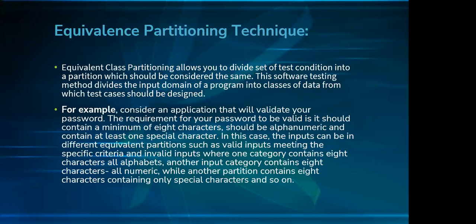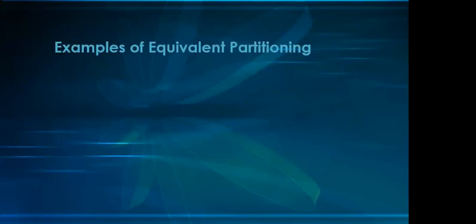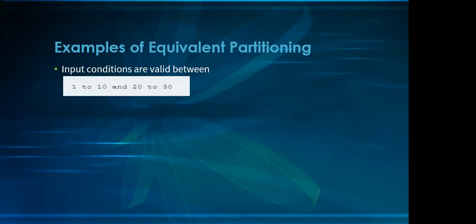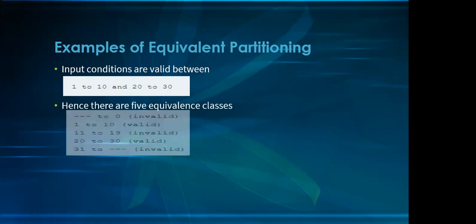So that is equivalent partitioning. Furthermore, I'm giving you an example. Let's put the input condition. We want to test valid ones. We were told to test between 1 to 10 and 20 to 30. So let's divide it into 5 equivalent classes. 1 to 10 and 20 to 30. Don't forget this "and". 1 to 10 is 1 and 20 to 30.